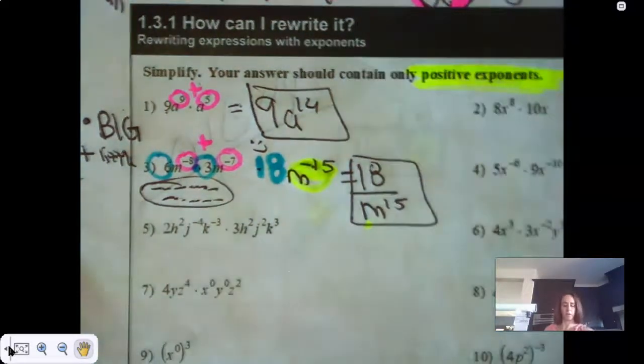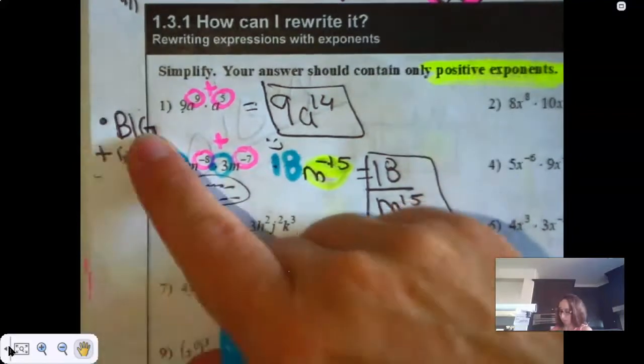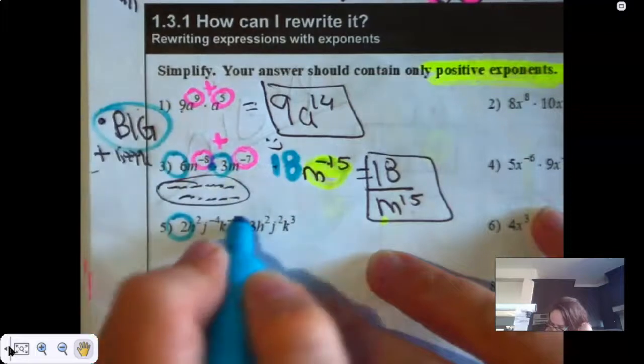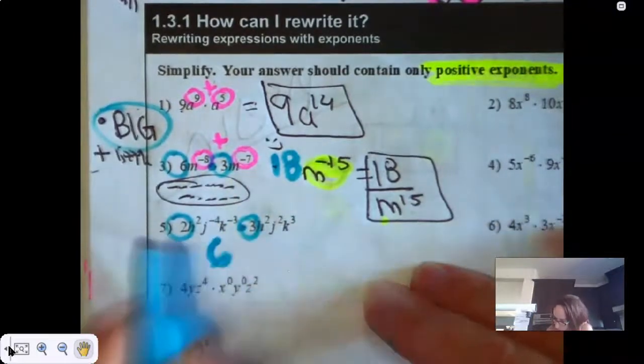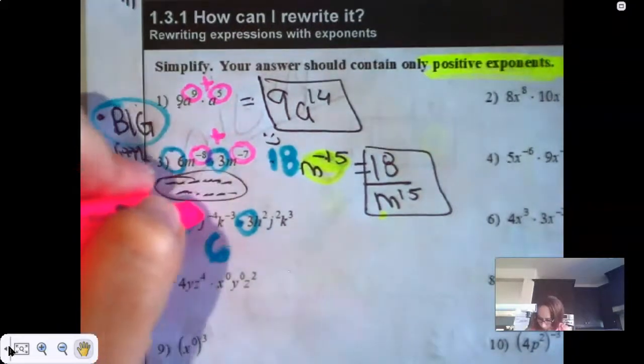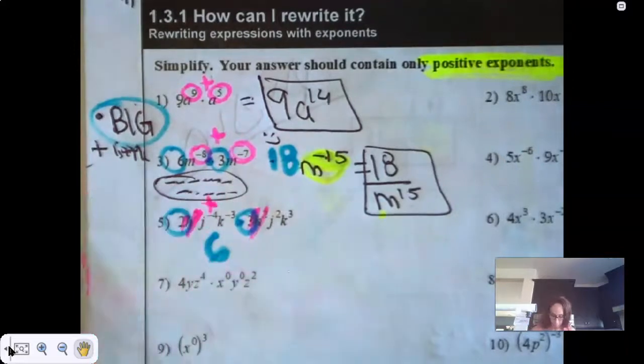Okay, I think I'm going to get my glasses on. Okay, let's go to the next one. So, multiply the bigs. So let me circle that in blue. 6. Then I look at my h's. H squared, add them up.